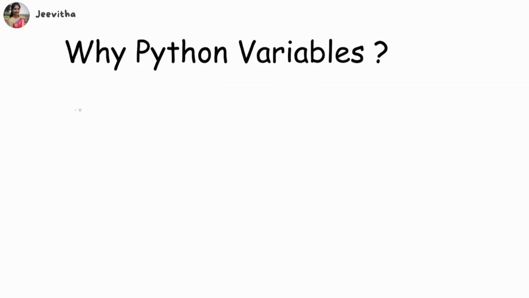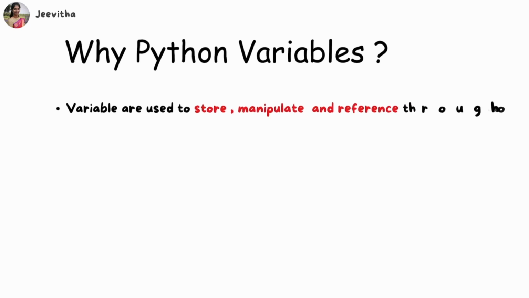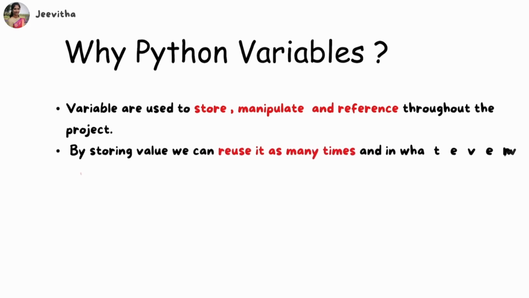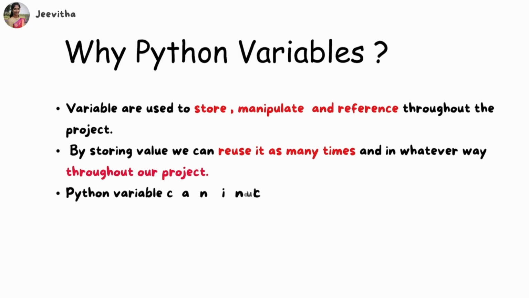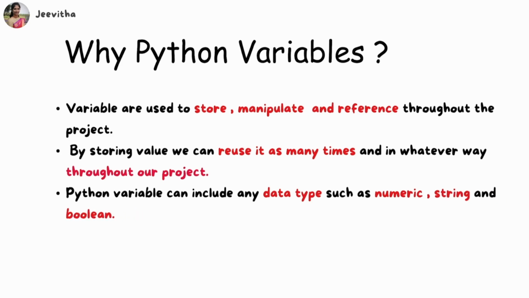Hope it's clear. Now you might have a question: why Python variables? Variables are basically used to store, manipulate and reference data throughout the project. We all know that it's used to store data, you can manipulate it and also you can reference it whenever you want. By storing values in a variable, we can reuse it as many times and in whatever way throughout a project. So finally, a Python variable can include any data type such as numeric, string and boolean. We know that variables are used to store data and that data can be numeric, string or boolean.